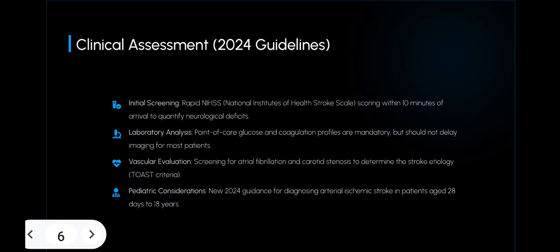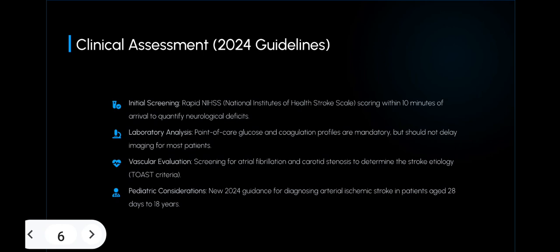1. Initial screening. Rapid NIHSS, National Institutes of Health Stroke Scale, scoring within 10 minutes of arrival to quantify neurological deficits. Laboratory analysis: point-of-care glucose and coagulation profiles are mandatory, but should not delay imaging for most patients. Vascular evaluation: screening for atrial fibrillation and carotid stenosis to determine the stroke etiology or HOSTA criteria.